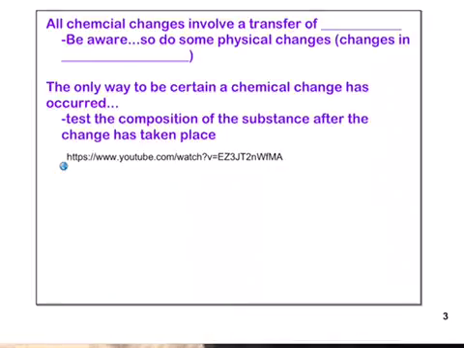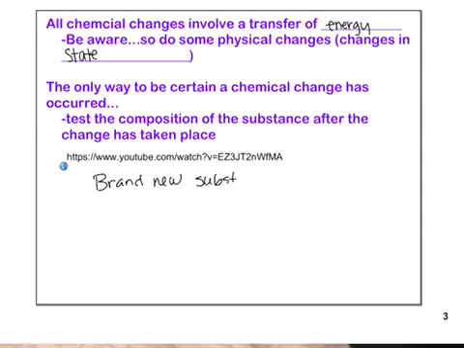So all chemical changes involve a transfer of energy. But be aware, so do some physical changes like changes in state. They require a change in energy. So the only way to be certain that a chemical change has occurred is to test the composition of the substance after the change has taken place to make sure that a brand new substance was formed.